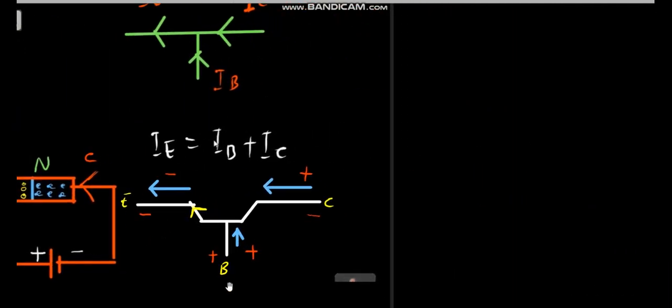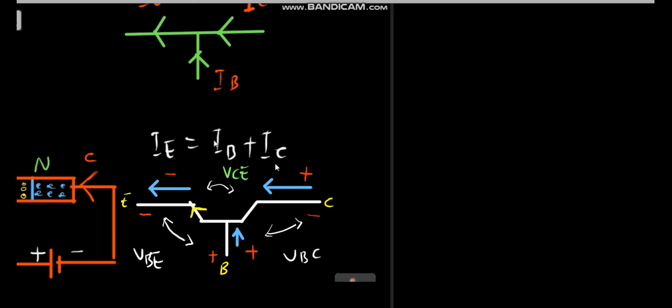So now we are going to look at the relation between the voltages. I'm going to name this side the voltage between the base and the emitter, so let's name this VBE. Then let's name this side the voltage between the collector and the base, VBC. And this side will be the voltage between the emitter and the collector, so let me name that one VCE.